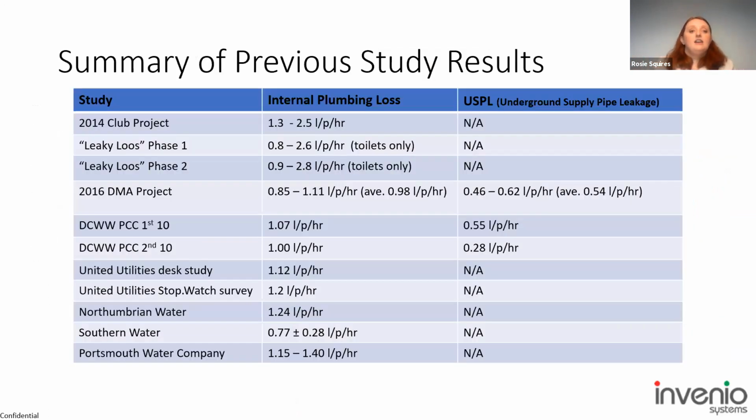We've done a number of studies already throughout the UK looking into plumbing losses and underground supply pipe leaks. The size of plumbing loss that we found varies between 0.8 and 3 litres per property per hour. So we wanted to do another study throughout the UK to try and narrow down that figure and do a more up-to-date study. Next slide.